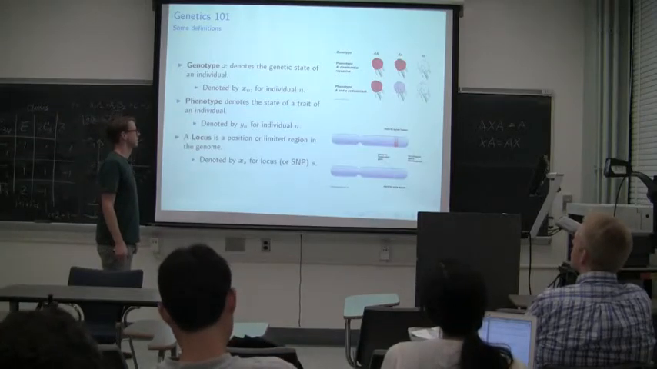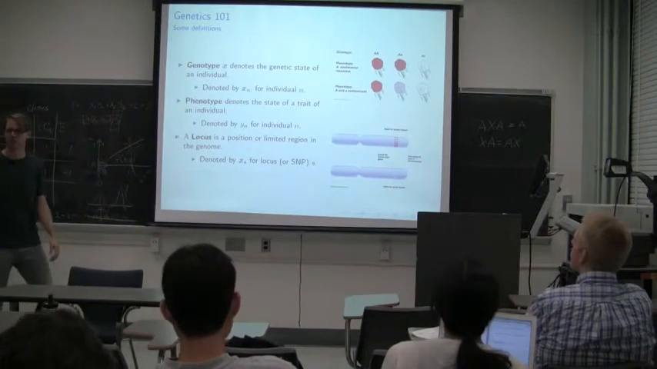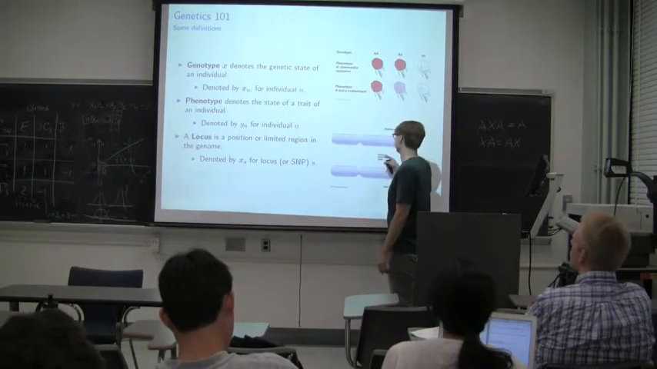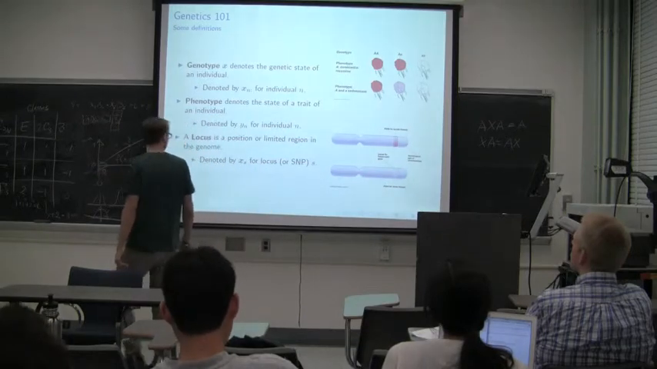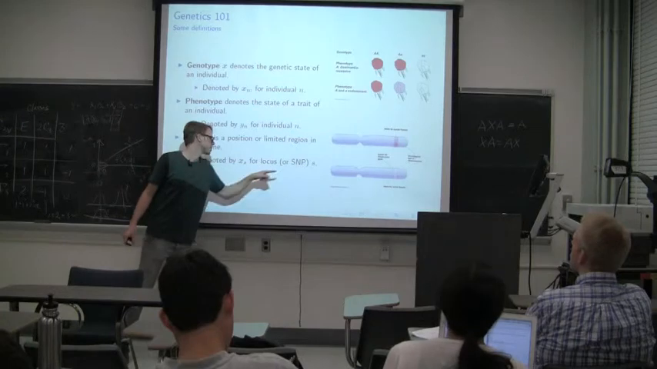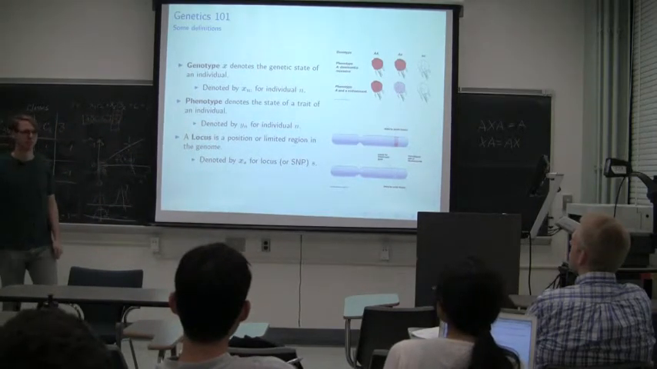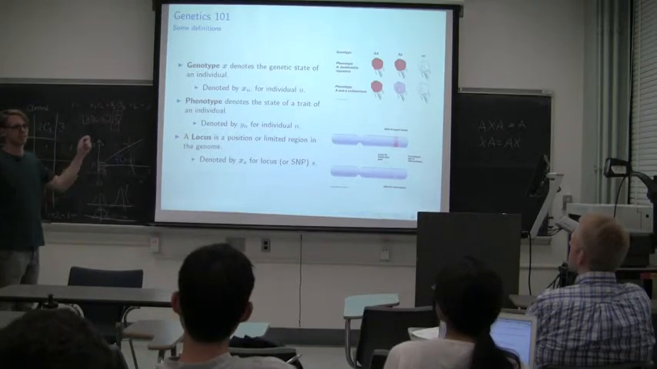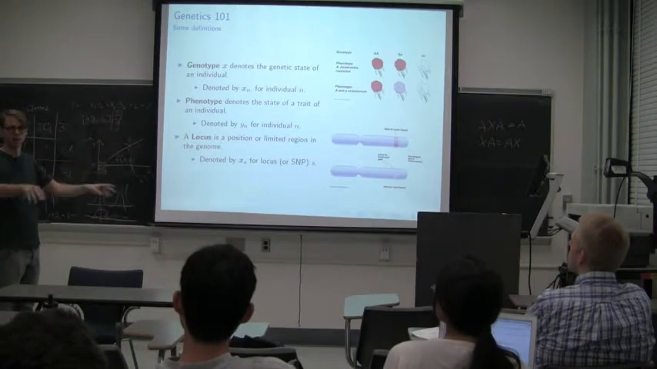A locus, I just want to introduce all these words, so that I don't throw them around and you don't know what they are. A locus is a position on the chromosome, and it's a limited region. And we use these SNPs as markers for loci. So they represent loci. The SNP is not the locus, but if I call a SNP a locus, then it's the place where the SNP sits.